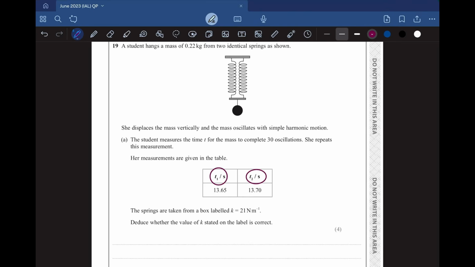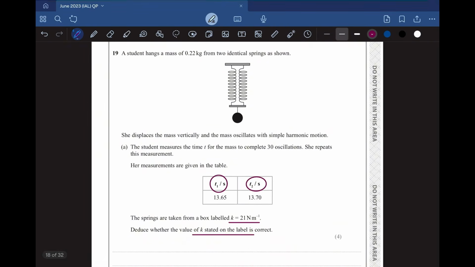Okay, now it says the springs are taken from a box labeled k equals 21. So they have given us the stiffness constant value. Deduce whether the value of k stated on the label is correct. So it is asking whether this k is correct. To figure that out, we'll have to work out the k value. Do we know the mass? Yes, we know the mass. We know two t values and we have to figure out the k.